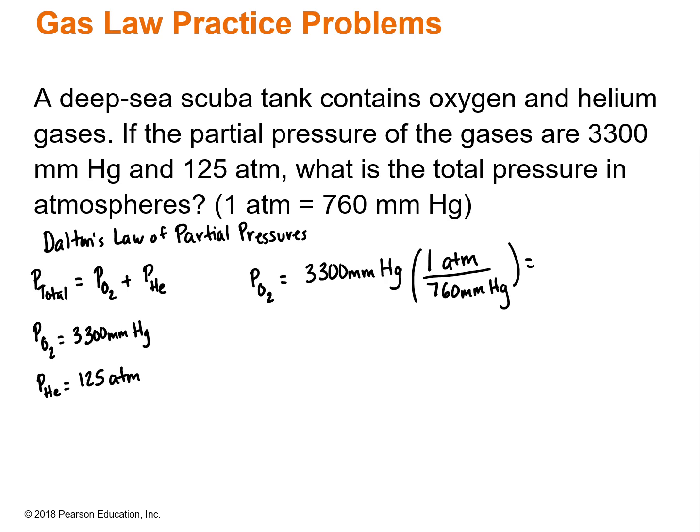So when you do that, you should get, I'm going to give you several decimal places here. We don't want to round yet. So you should get 4.34 something something atmospheres. Now that we've got atmospheres for both partial pressures, we can add them together.